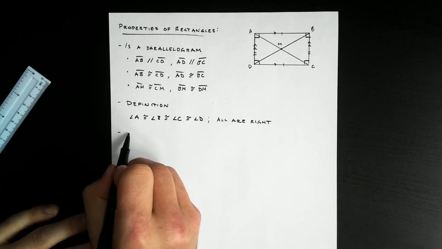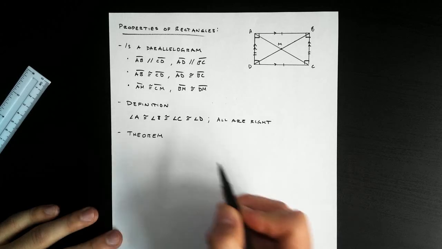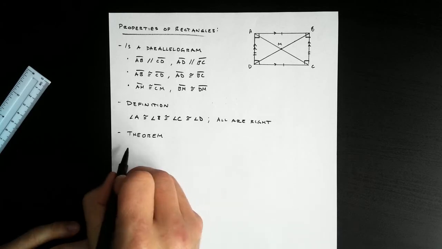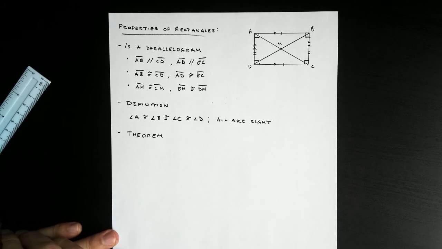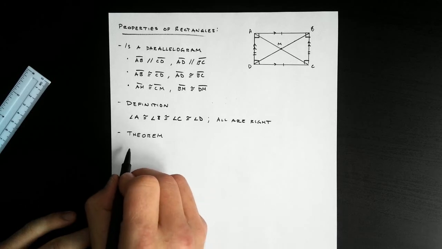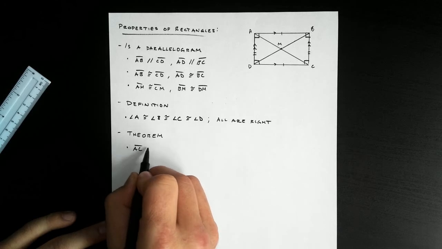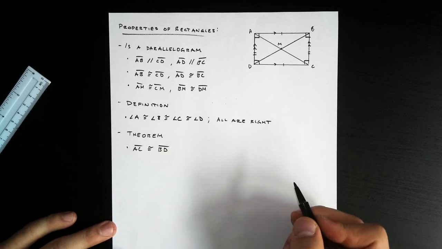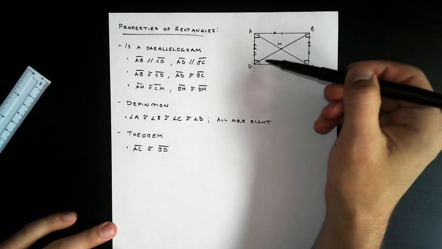And then from the definition of a rectangle, and then using some of the properties of parallelograms, there's one additional special property that is specific for rectangles, and that is the rectangle diagonals theorem, which states that the diagonals of a rectangle are congruent to each other. So that means diagonal AC is congruent to diagonal BD. So the entire length AC and BD are the same.